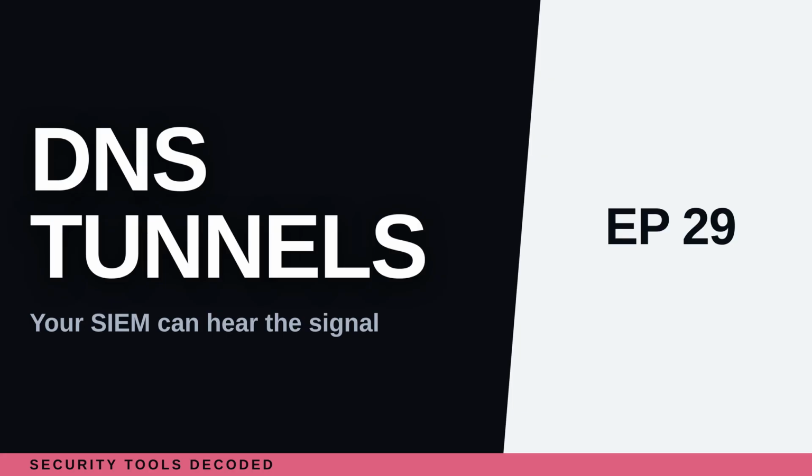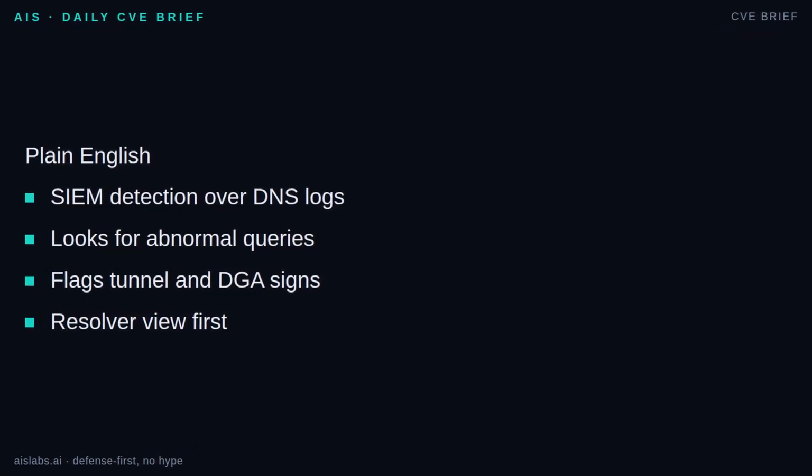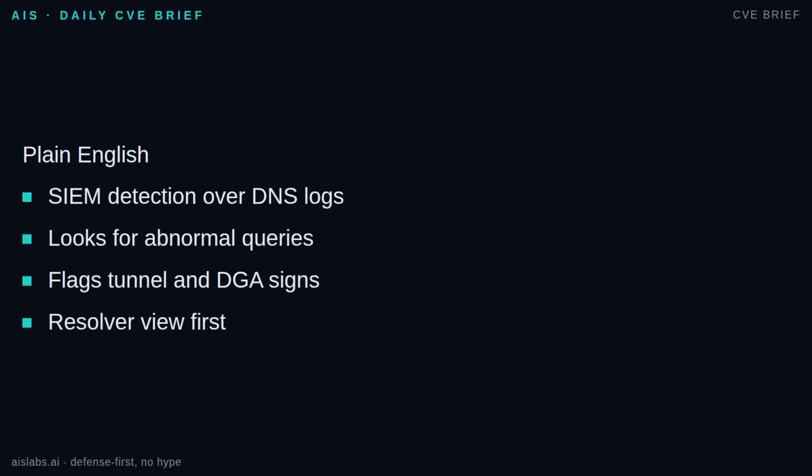That is the value of DNS tunneling detection. DNS is noisy, but bad DNS has habits. DNS tunneling detection is SIEM monitoring that looks for DNS behavior that does not match normal name resolution. A beginner can say it this way. We collect DNS resolver logs, compare each client against normal DNS use, and alert when the queries look like hidden communication, automated callbacks, or data leaving in small pieces.